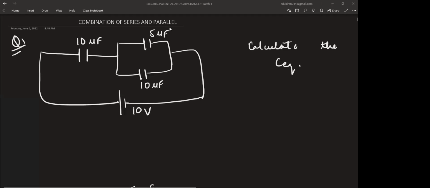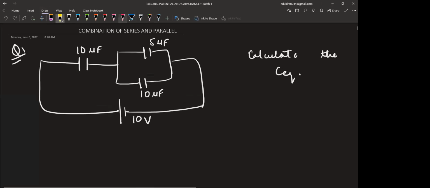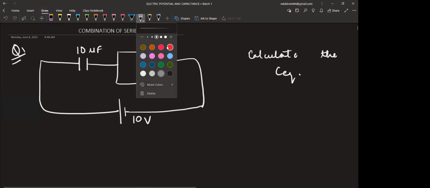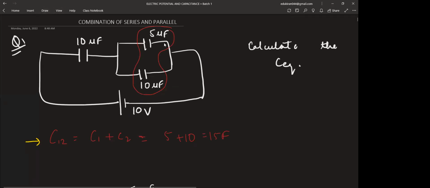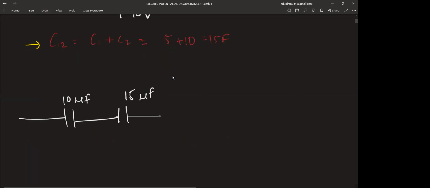Okay, class. See, firstly, let us solve this part. Look at this. They both are in parallel connection, right? And if they both are in parallel connection, so C12, let's say, this is C1 plus C2 simply. That makes it 5 plus 10, which is equal to 15 microfarad. You have solved this part, right, class? Now, what are you left with? If these two have been solved and they are giving a common circuit as 15 microfarad, this is now the resultant. See, 10 microfarad with 15 microfarad.